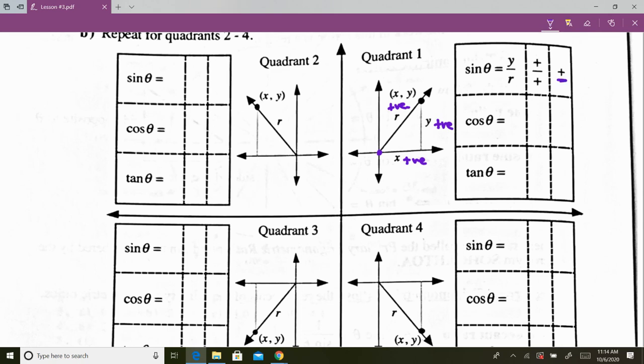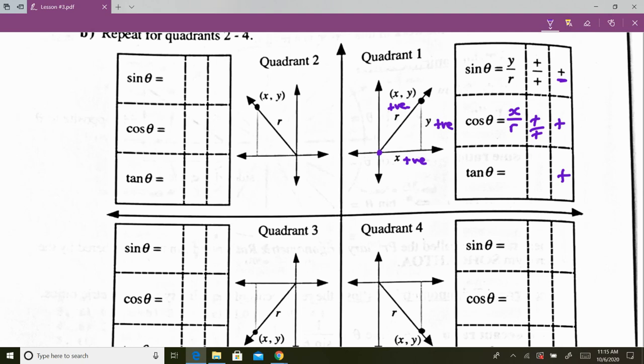Cosine is adjacent x over the hypotenuse r. I'm just going to write the x and the r for simplicity. Those are all positive, so they would be positive. And tangent, what do you think it's going to be? Are there any negatives? Is x or y negative in this quadrant? No, so everything's positive in this quadrant. Okay? In the first quadrant, sine, cosine, and tan are all positive.